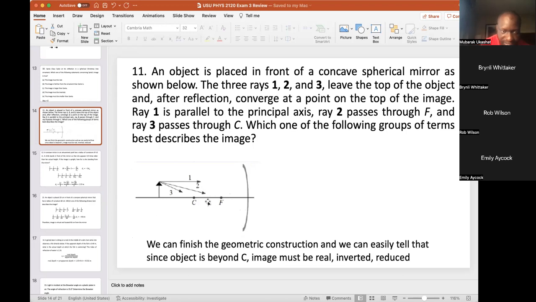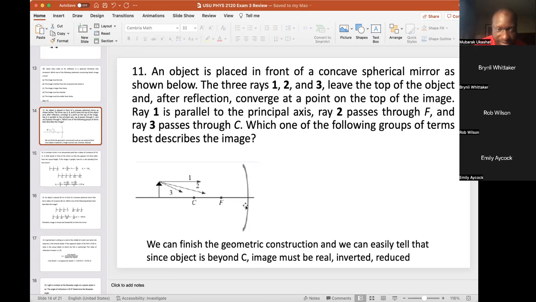So the image will be inverted and will be between C and F. And that image will be smaller than the object because all the lines are going to meet somewhere here and will make this line shorter. So if you know your image formation, you already know that when an object is beyond C on this side, the image must be formed between F and C. It will be real in front of the mirror, inverted and diminished. Or if you don't know that, you can just draw the lines: draw this straight to the mirror, pass through F, this straight through F and back straight, and this straight through C. All three will meet in between here, forming a smaller image.